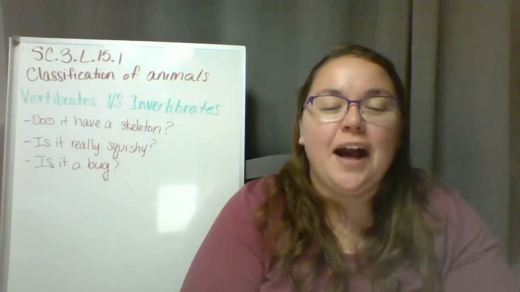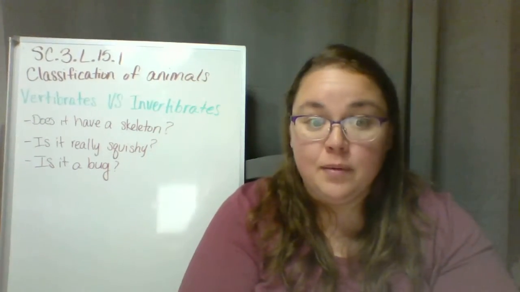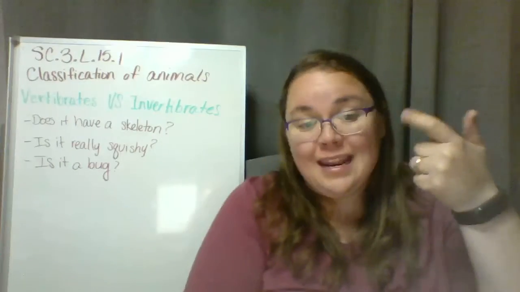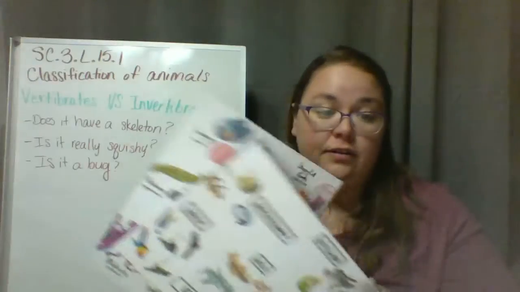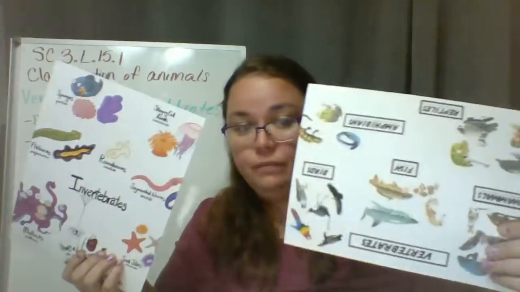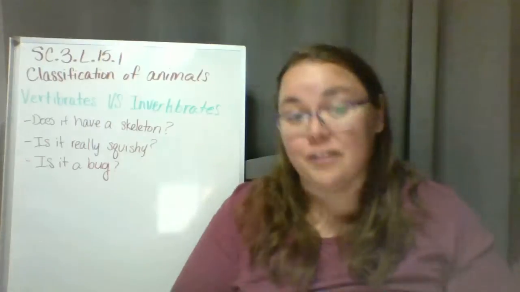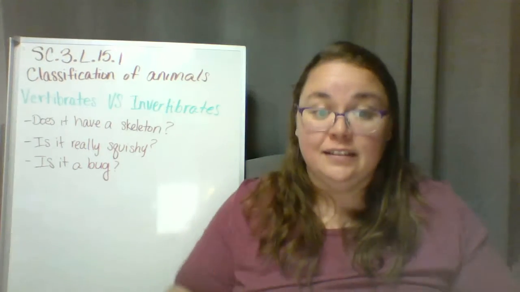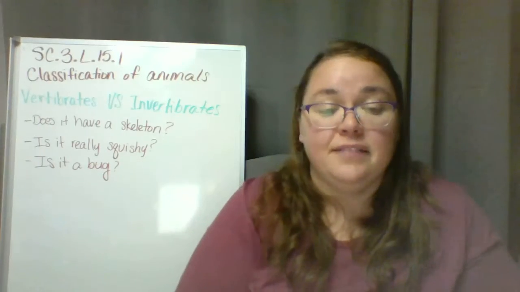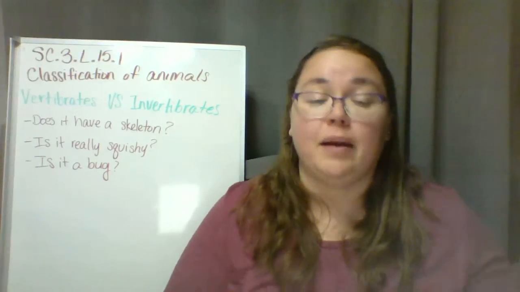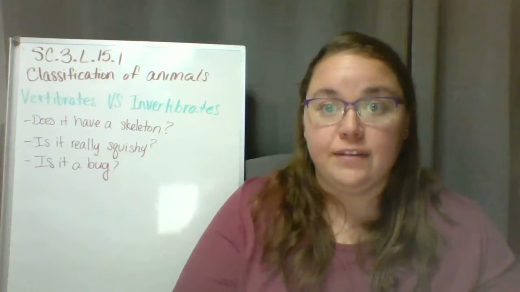So your check for understanding is going to be, give me an example of a vertebrate and an example of an invertebrate that I did not show you, that's not on these pictures. Okay? So not one of these. An example of a vertebrate has a skeleton, has a backbone, and an example of an invertebrate does not have a skeleton inside of its body, does not have a backbone. So one example of a vertebrate, one example of an invertebrate.